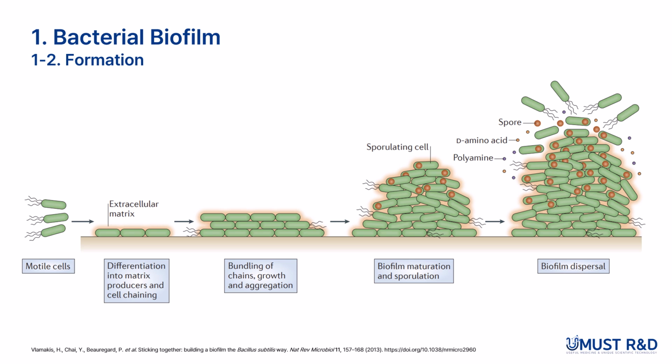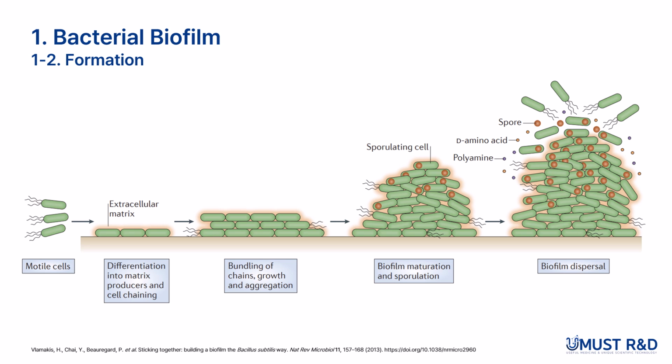As more bacteria join, the group grows and forms a thick layer. This is a developing biofilm. The matrix holds the cells together and protects them from the outside environment. When the biofilm matures, some of the bacteria form spores, which help them survive under harsh conditions.